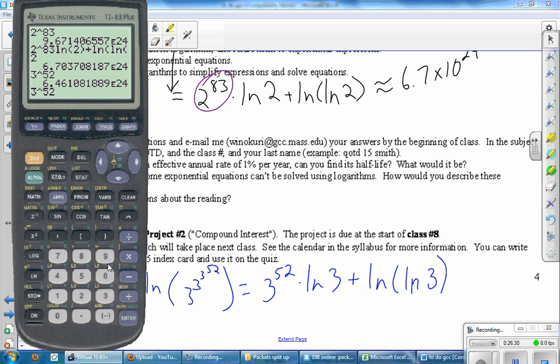Okay, so we're going to multiply this by ln of 3, and then plus ln 3. Okay, we're going to try to compare to this guy right here, 6.7037. 7.098. Same power on the ends, so we'll call that a 7.1 times 10 to the 24.